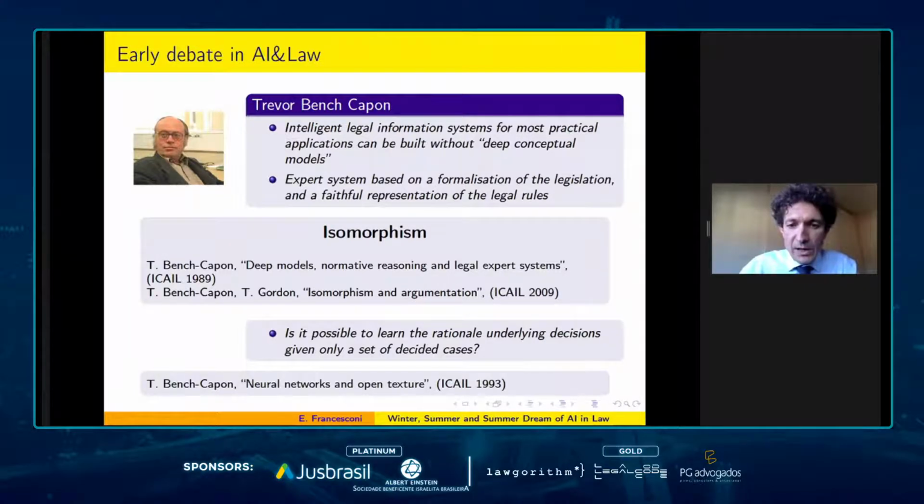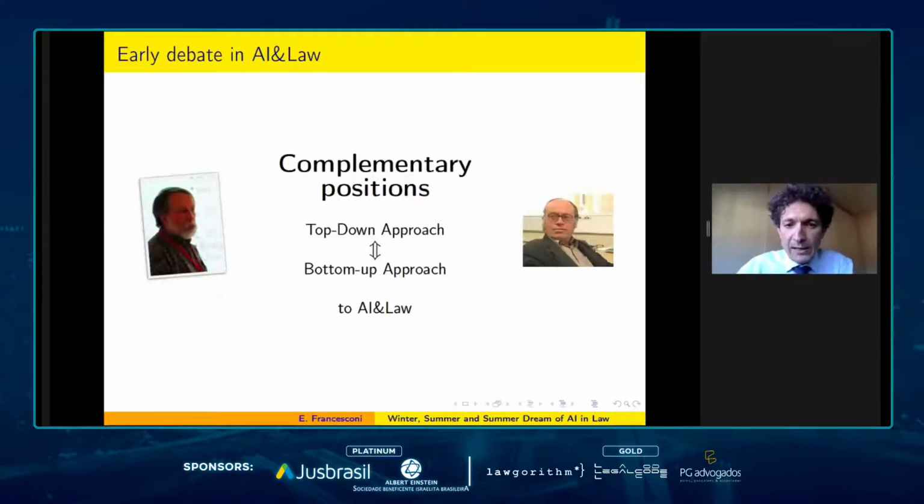Now, they seem to be different positions, but to my mind, they represent complementary positions, which aimed to address two different and complementary points of view in AI and law research: the top-down approach and the bottom-up approach to AI and law. These approaches were later developed in terms of rule-based or case-based reasoning, or knowledge systems or data systems. But these two approaches since the beginning laid the foundation for going out of the AI winter.